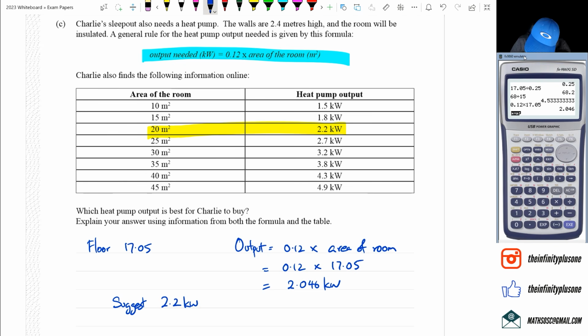So based on this, I would suggest getting 2.2 kilowatts as output, because 2.046 is higher than 1.8 kilowatt. So you're basically saying that you want to actually buy the bigger one because the 1.8 is actually too small.